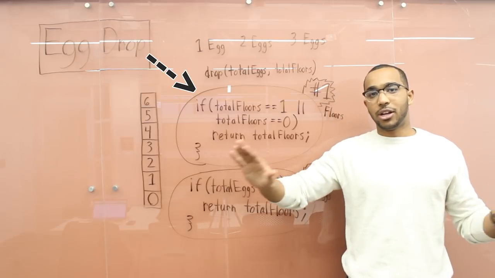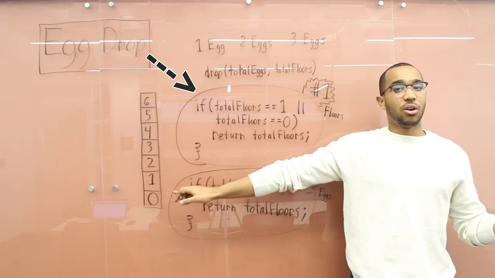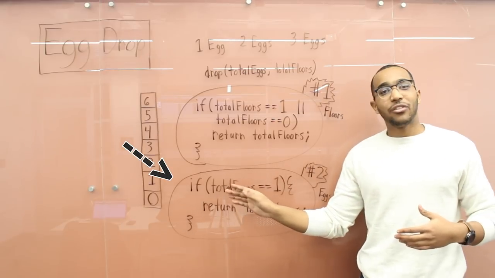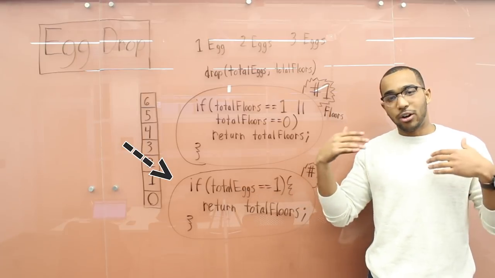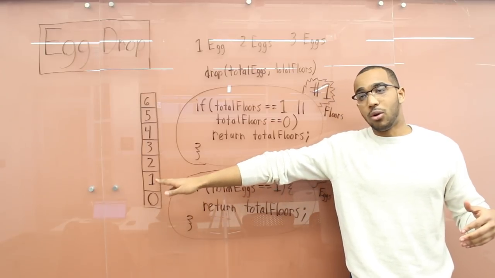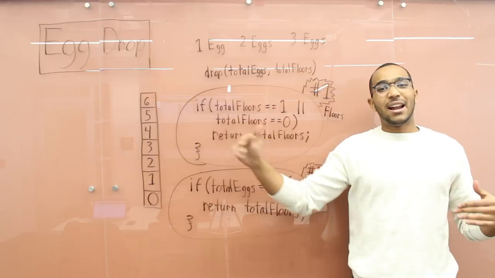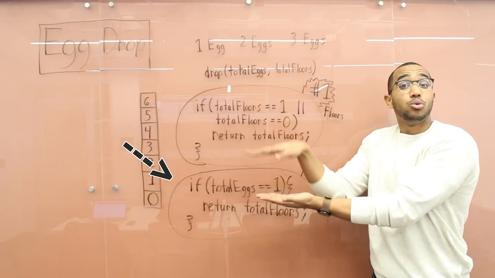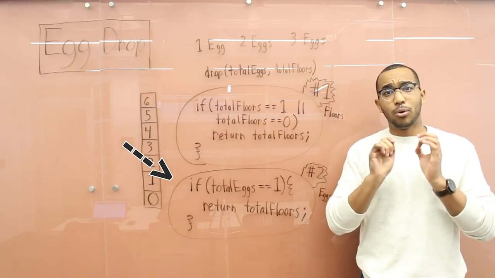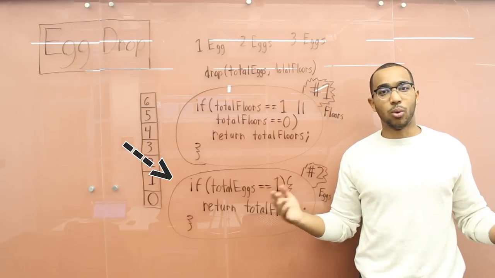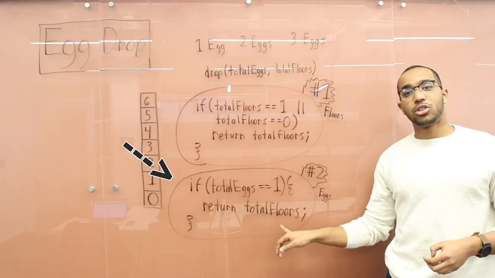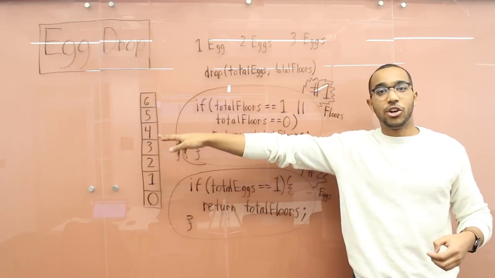If I have one floor, I'm gonna do only one trial at worst. If I have zero floors, I'm gonna do zero trials at worst. So the eggs, if I have a total amount of eggs of one, no matter what I do, I am going to play it conservative. I'm going to go from 0, 1, 2, 3, 4, 5, 6, and I'm going to be conservative, going from bottom to top, and I'll keep dropping the egg, because remember, if I drop the egg and it breaks, game over. I have no more eggs to work with, and I can't guarantee my caller that I can find that pivotal floor. So we return the total amount of floors because of this conservative linear strategy we follow.